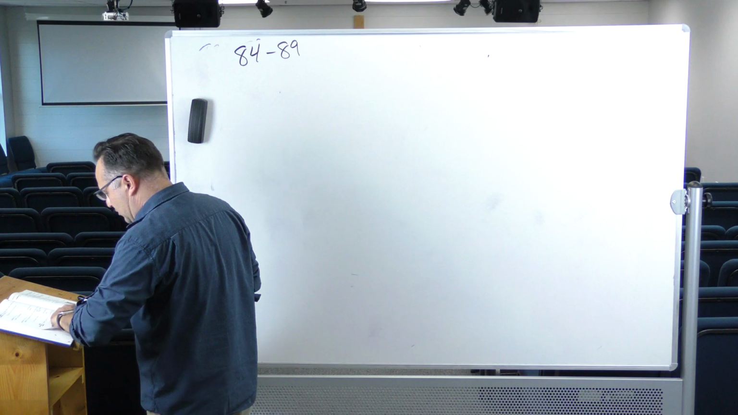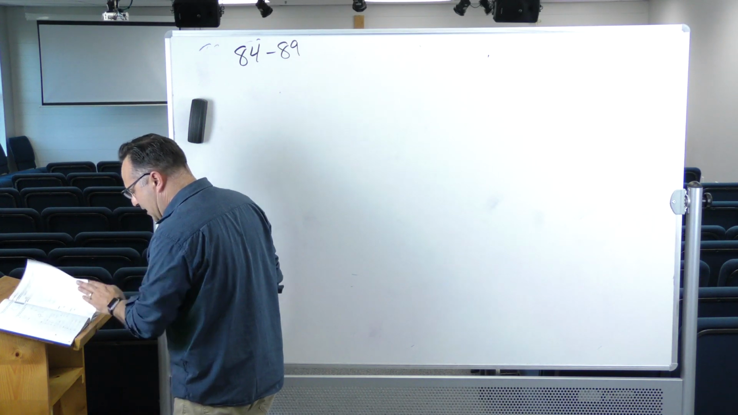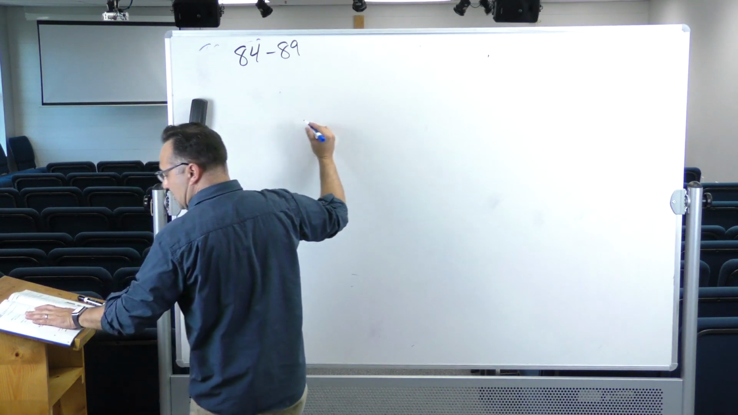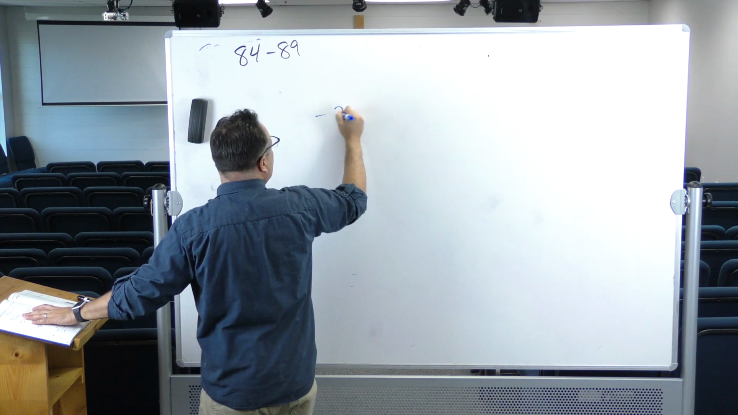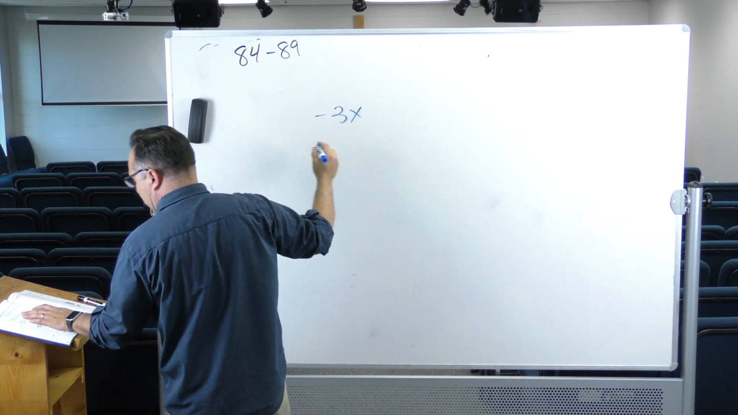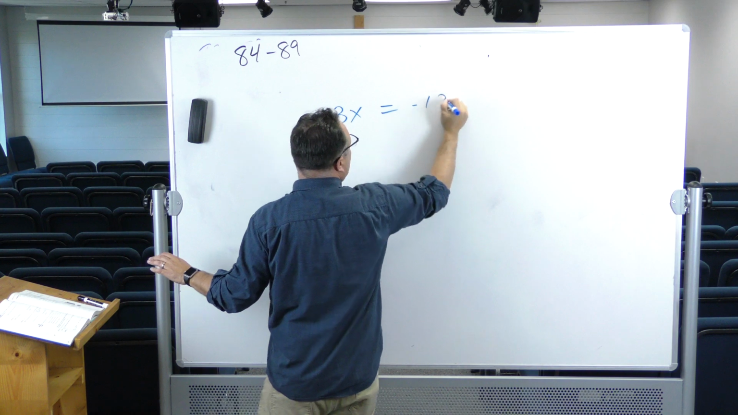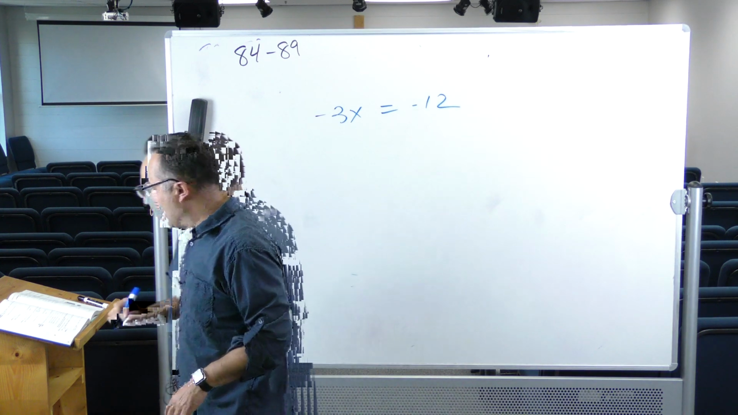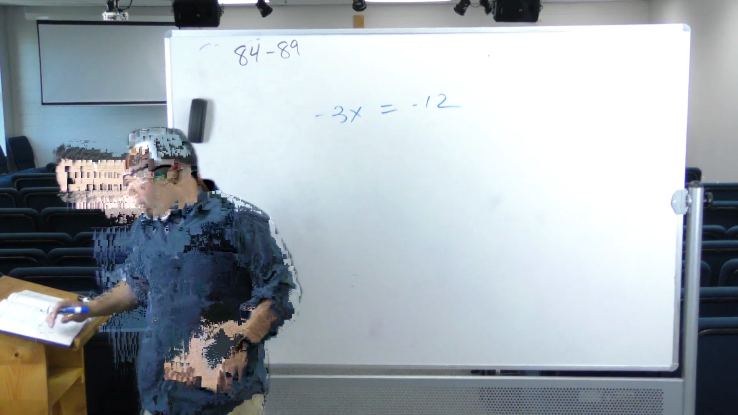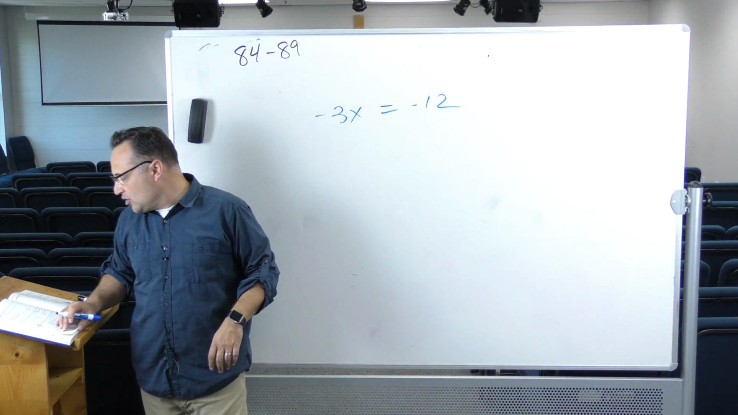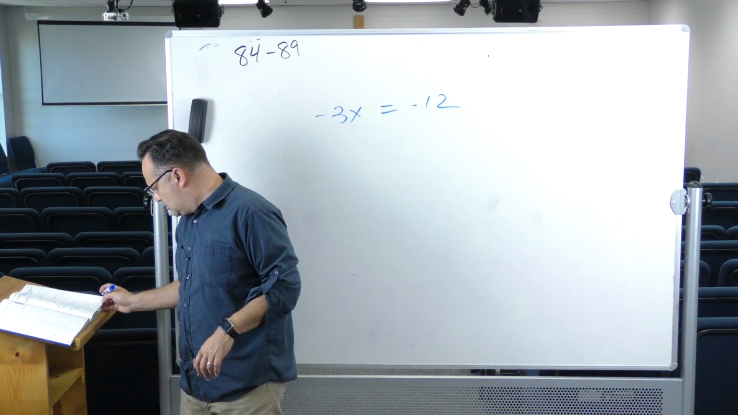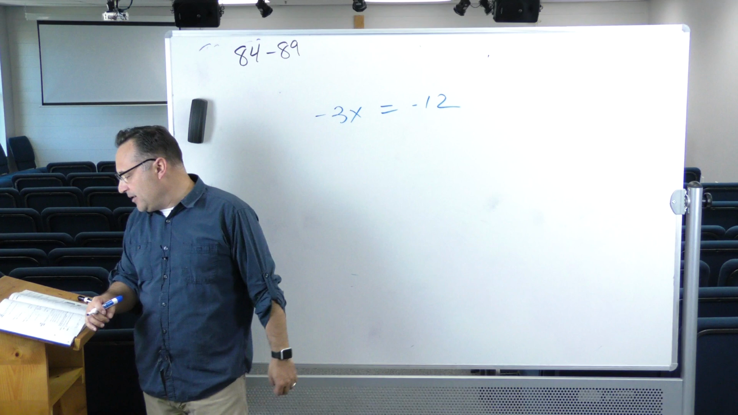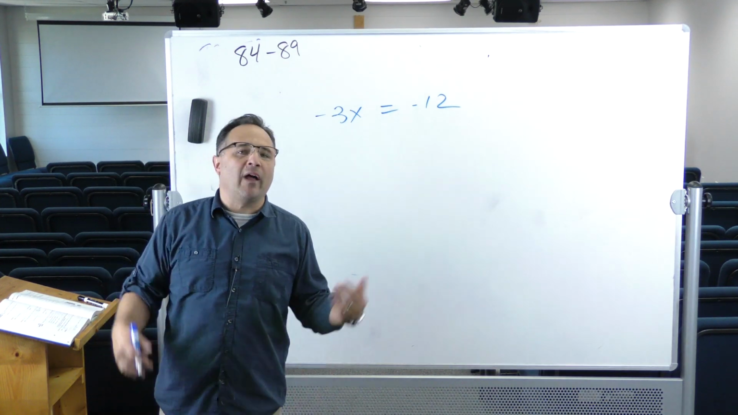So now I'm going to go to 84.3, and we will solve this. A little, not quite as hard, I don't think, as the previous one. I'll show you how it works, though. It's a negative 3x equals a negative 12. This is 84.3 on page 264.